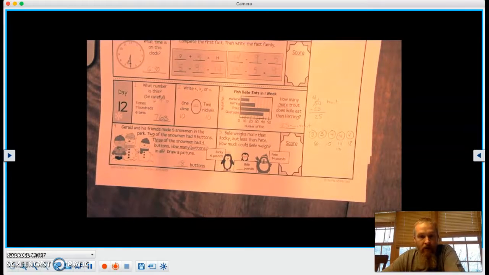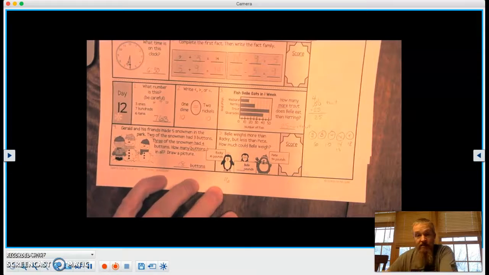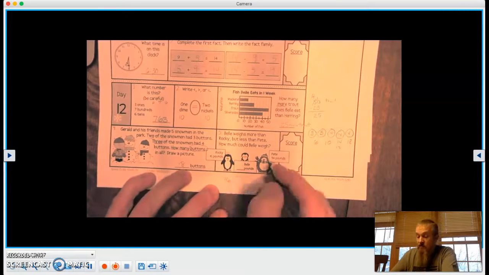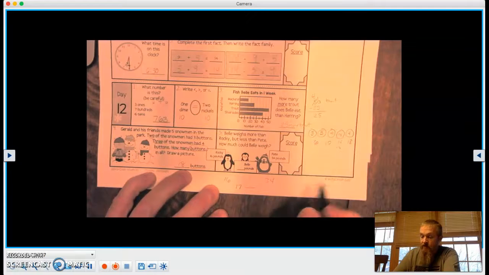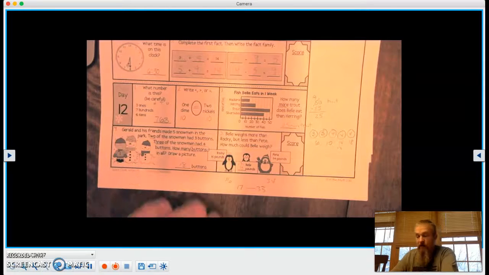Number 5. Belle weighs more than Rocky, but less than Pete. How much could Belle weigh? So Belle weighs more than Rocky. So Rocky weighs 16 pounds, and Belle is greater than 16 pounds. But less than Pete. And Pete weighs 34. So Belle has to be somewhere between, let's see, 1 pound more than 16. So it would be 17. 1 less than 34 is 33. So 17 to 33 pounds.